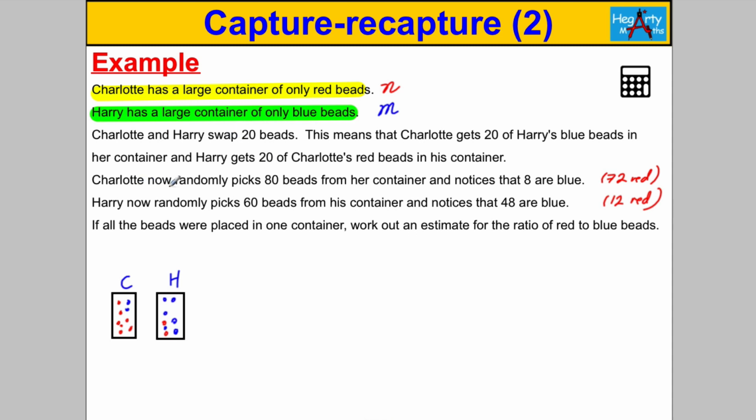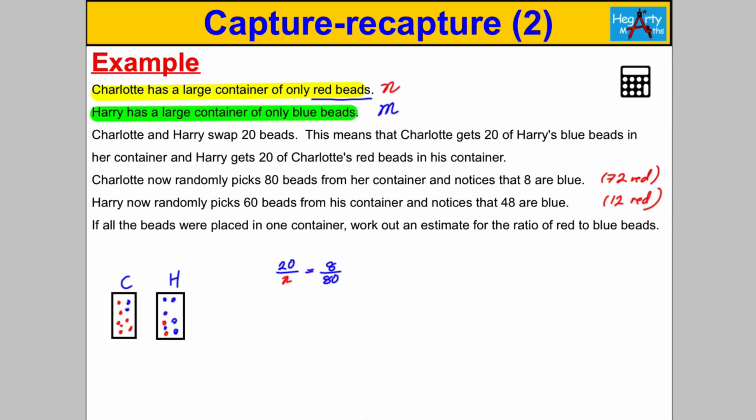We know that Charlotte, when she picked 80 beads from a container, noticed 8 were blue. So 8 out of 80 was the proportion that were blue. Originally, how many were blue? Well, she had all red, and when she put 20 blue in, she had 20 out of a total number we don't know, that's N. Actually, I'll make it red just to make it clear. So when she swapped with Harry, she had 20 blue out of a total of N.